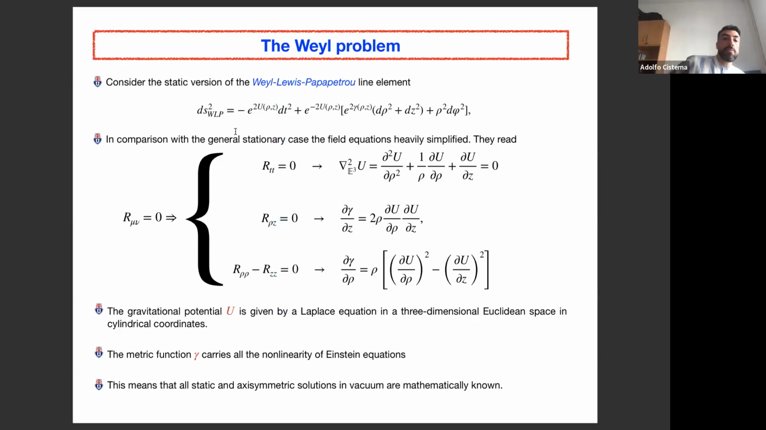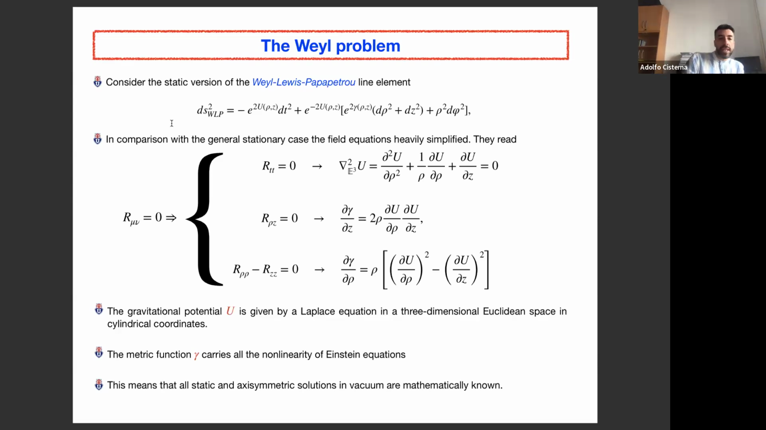This static version of the Weyl-Lewis-Papapetrou ansatz is usually called the Weyl metric. And the very nice feature of this simplified case is that when I am in vacuum, so no electromagnetic field, no cosmological constant, no other fields, only vacuum, no electrovacuum, Einstein equations can be completely solved. That means that mathematically, all solutions are known.